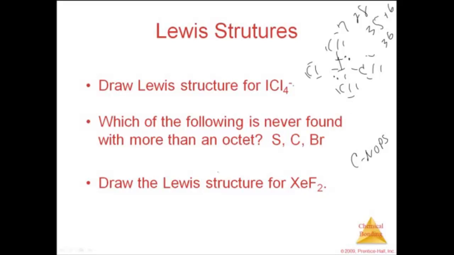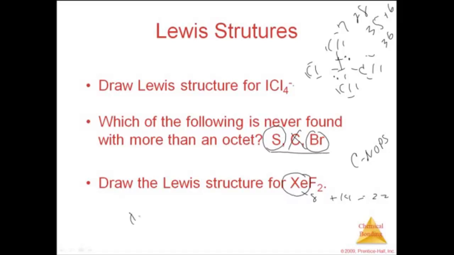Okay, so which of the following is never found with more than an octet? S, Cl or Br. So let's see, which is at least the 3rd period. Sulfur is, chlorine is not, and bromine is. So it could be with S or Br. Okay? How about XeF2? Kind of a strange one because we have a noble gas. It's got 8. Plus 2 fluorines makes 14, so that's 22. So noble gases do sometimes form compounds. It's rare, but it does happen.